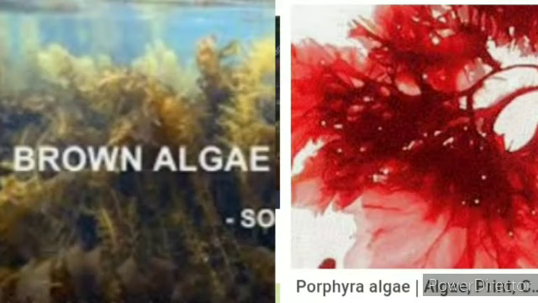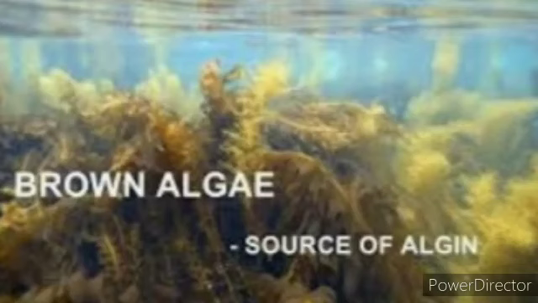Certain marine brown and red algae produce large amounts of hydrocolloids, water-holding substances. Hydro means water; they can hold water. The main examples are algin from brown algae and carrageen from red algae, which are used commercially because of their water-holding capacity.